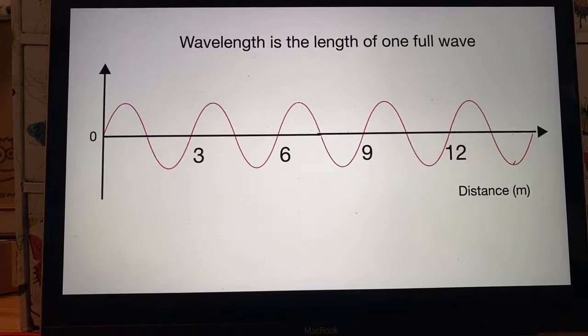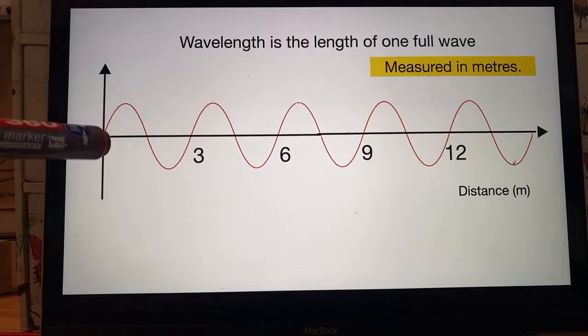Let's do a little reminder. Hopefully, if you've been watching the previous lessons, you're pretty comfortable with what wavelength is now, but I reckon there's one you might have forgotten. So wavelength is just the length in meters of one full wave, right? There's no tricks there.